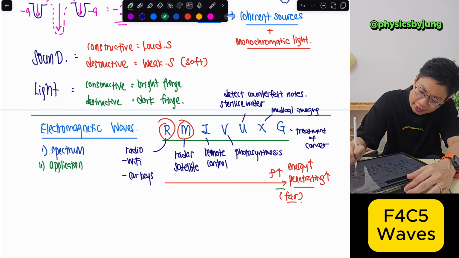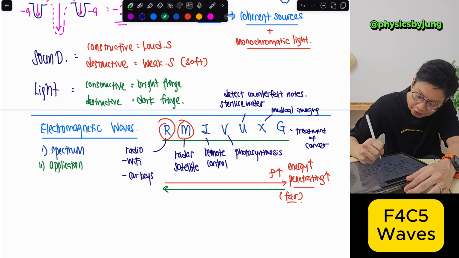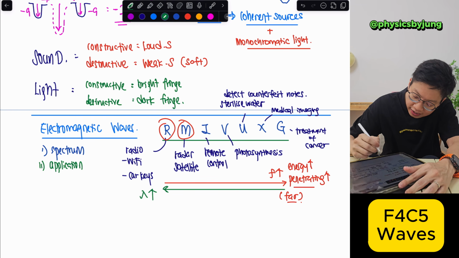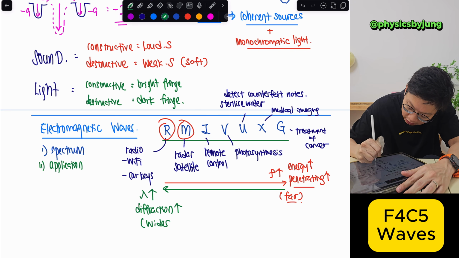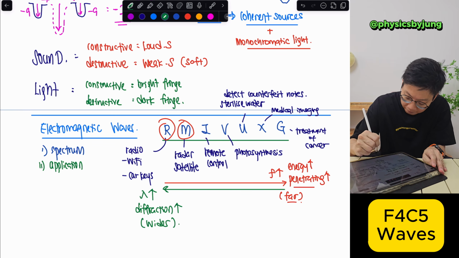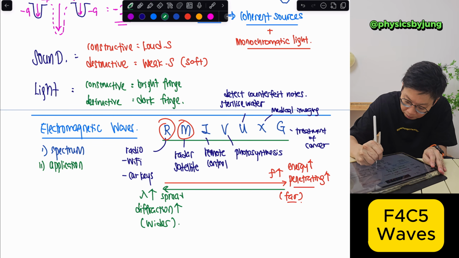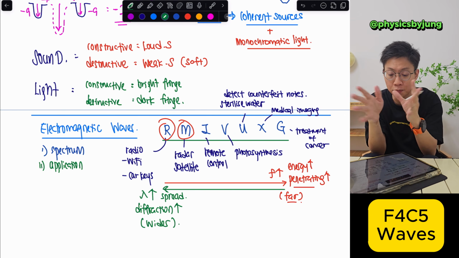What is the terbalik of this thing? When we look towards the left hand side, you will realize that the wavelength increases, which usually means that it will have a greater diffraction effect. So rather than say far, we will say it will spread wider. Diffraction is a process of spreading, okay? So it will spread out wider.